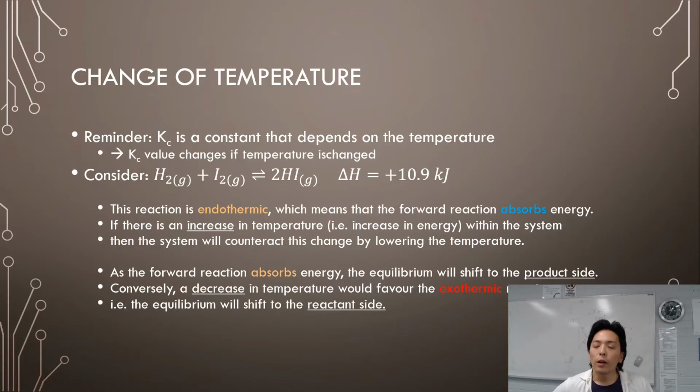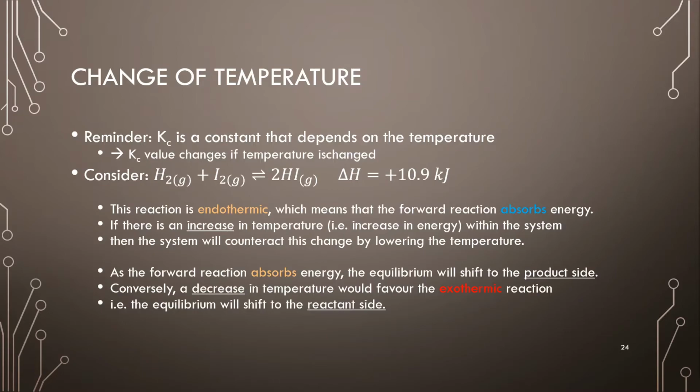What does that mean again if the delta H value is positive? That was probably mentioned in part 2 of this 2.2 lecture video series. The plus sign means delta H is positive, and it means it's an endothermic reaction. So as the reaction progresses to the product side, energy is being absorbed by the reaction. If this reaction is endothermic, the forward reaction absorbs energy. If there's an increase in temperature, i.e. an increase in energy within the system, then the system will counteract the change by lowering the temperature. Now, what does that mean for the reaction itself?